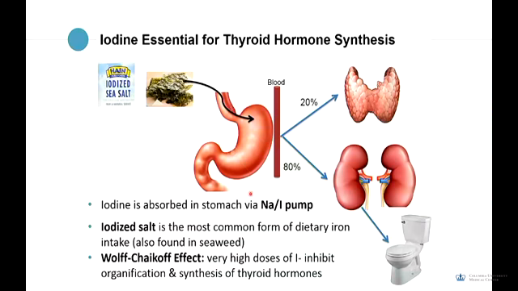Most of your iodine gets in through sea salt or iodized sea salt, and then some of it also comes in through seaweed. 80% of it gets excreted from your kidneys, and 20% of it goes to your thyroid to make hormone. There's also this thing called the Wolff-Chaikoff effect, which is when very high doses of iodine inhibit the synthesis of thyroid hormone. So your thyroid needs iodine, and there's also a Wolff-Chaikoff effect. All of these things are related.